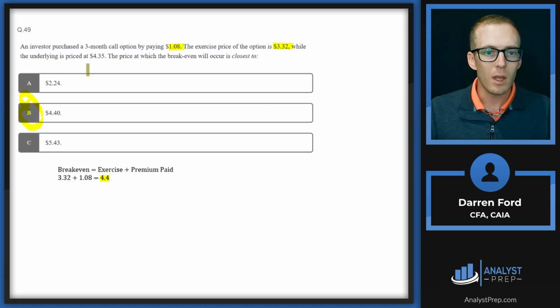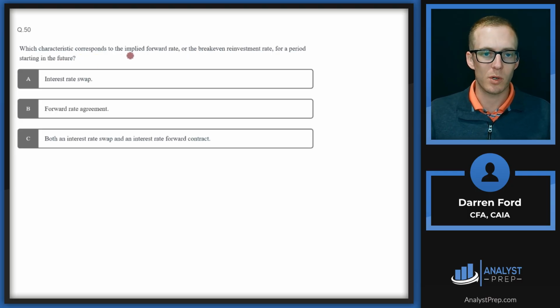Answer B. And one thing I would just point out here is even though the break even is 4.4, the underlying is above the exercise price. And so this option would still be considered in the money. Even though it's not technically profitable for us yet, this is in the money and would be exercised to make at least some of the loss back from the premium paid. Answer B.